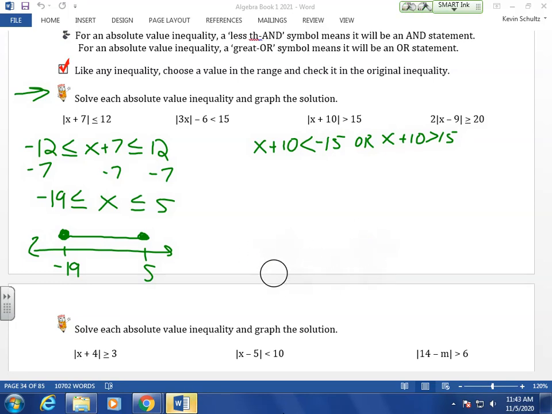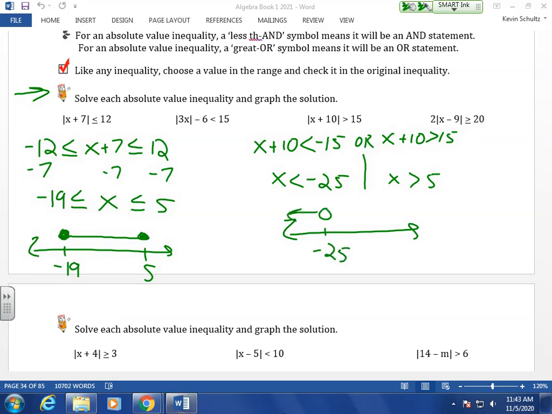So we are going to treat these separately since it is an or statement. We're going to subtract 10 from both sides. We get x is less than negative 25. Subtract 10 from both sides on the other side, and we get x is greater than 5. I've lost my ability to do math here, I think. X is greater than 5. Okay? It's not good. Graphing our solution, it's an or statement. X is less than negative 25. X is greater than 5. That's what it's going to look like.